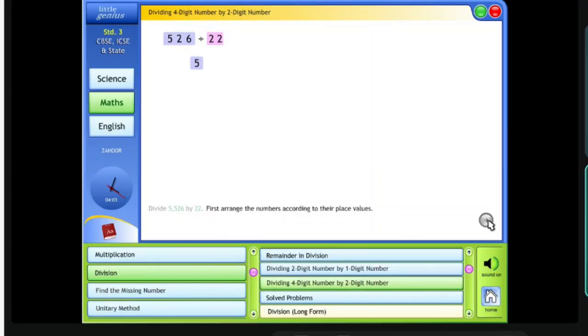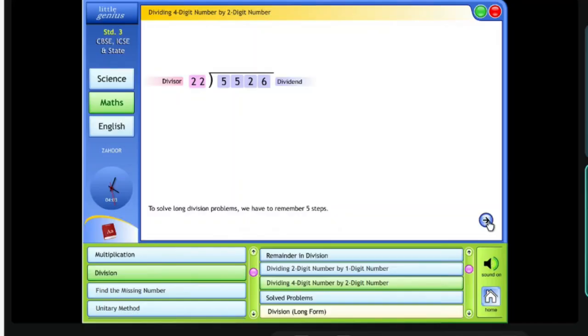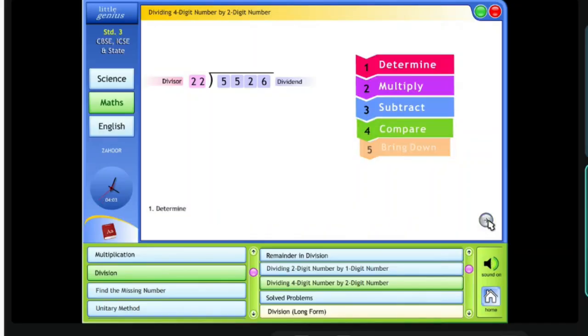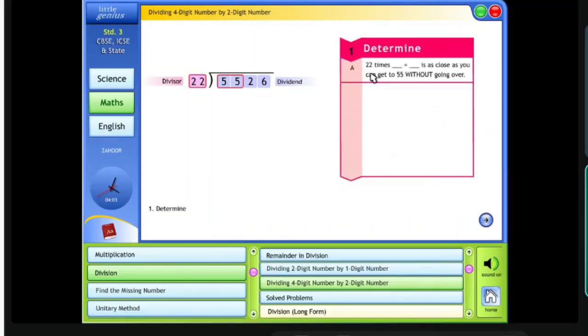Numbers according to their place and values to solve long division problems. We have to remember 5 steps: determine, multiply, subtract, compare, and break down. 22 times dash. So see how to do it. If he goes to 5 times or 10 times, any child will be getting the idea how to do it. It very clearly explains it.